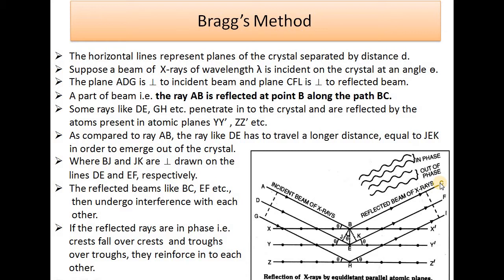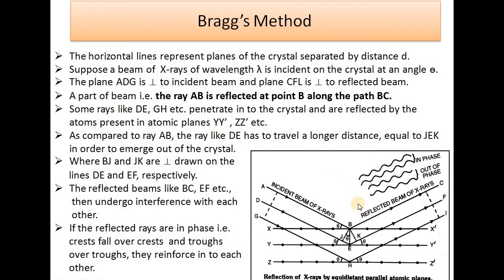Now some of the rays like DE, GH will penetrate into the crystal and then they are reflected by the internal planes of the crystal like YY dash and ZZ dash. As compared to ray AB, the ray like DE has to travel a longer distance, equal to JEK, in order to emerge out of the crystal. If we compare DE and AB, you will see this DE ray has to travel an extra distance equal to JEK to emerge out of the crystal. Here BJ and BK are perpendiculars drawn on lines DE and EF.